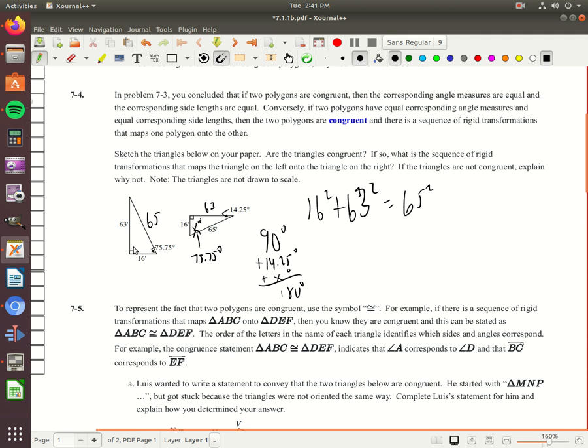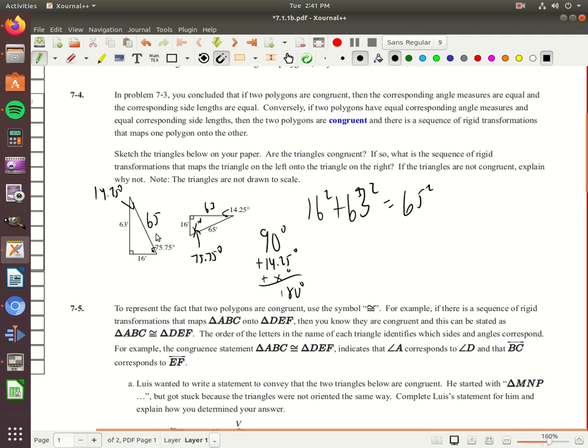Now I can go over here and say the same thing. This is 90, and this is 75.75, so this must be 14.25. So there we go. All the angles are the same. All the sides are the same. So yes, these triangles are congruent. There should be rigid transformations.